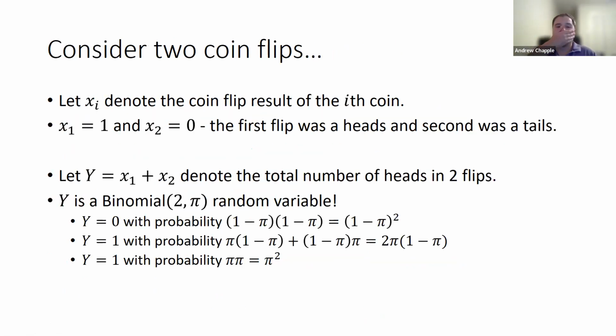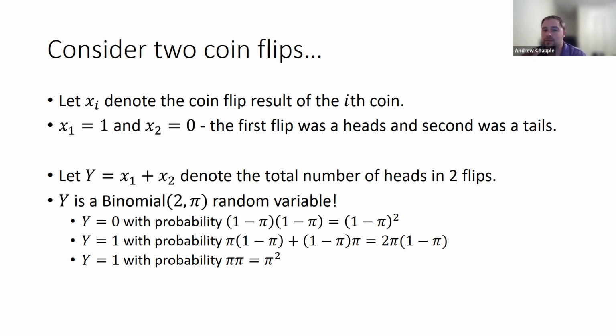Consider 2 coin flips, or multiple coin flips. Let xi denote the result of the ith coin. x1 equals 1 and x2 equals 0 means the first flip was heads and the second one was tails. If y is equal to x1 plus x2, that is the number of heads in the first 2 coin flips. So y could equal 0, y could equal 1, y could equal 2. So y here is a binomial random variable.